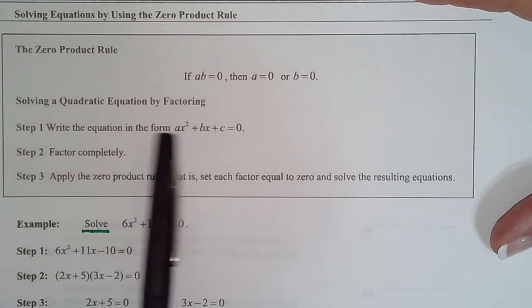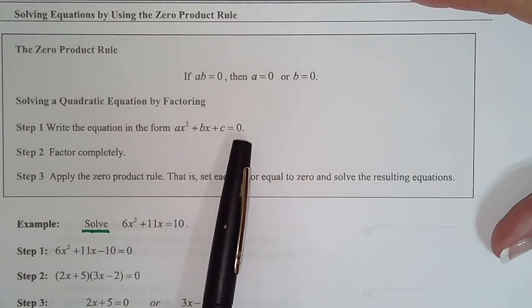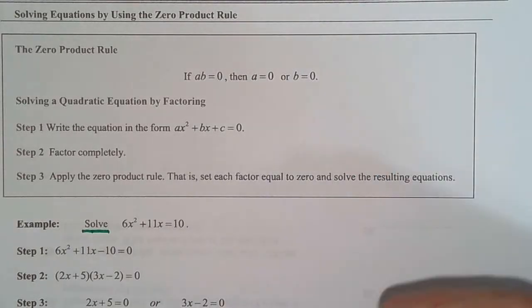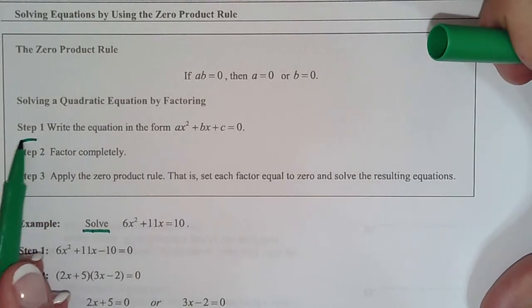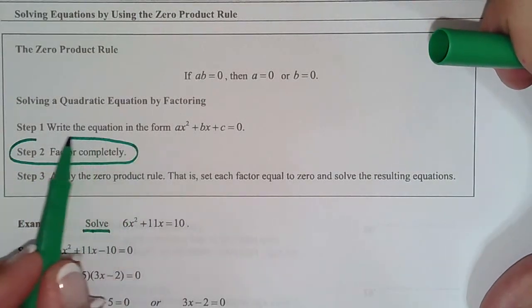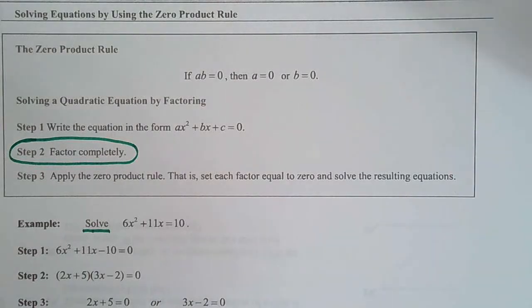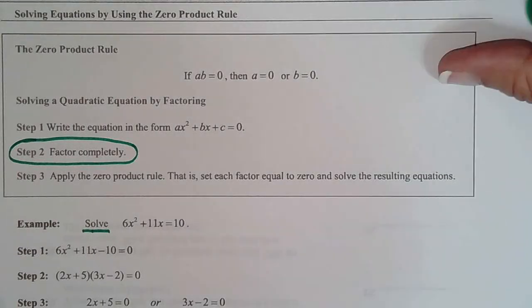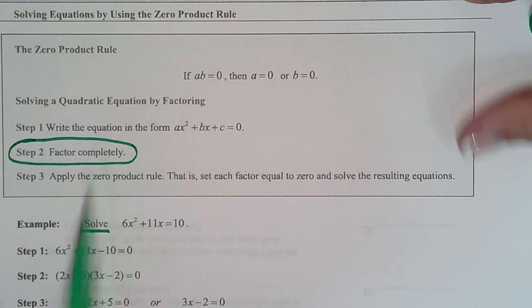So first we have to set the equation equal to 0, and it has to be in descending order. Then this is the reason we've done this entire chapter, so we know how to do this. We factor it as completely as we can. If it takes 3 steps of factoring, you factor it with 3 steps. So you factor it completely down. Then we apply the zero product rule.